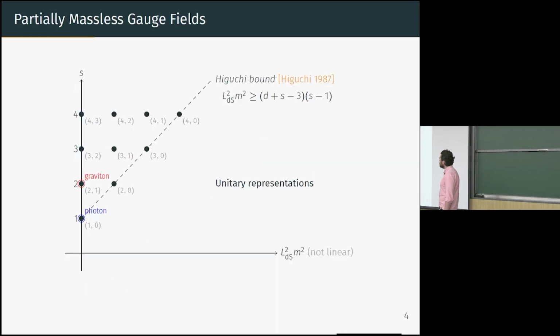So it's a little bit more intuitive to draw a picture like this, where you have spins on the vertical and masses on the horizontal. The statement of these exceptional series representations is that there's a critical line called the Higuchi bound, and if you're to the right of this, then you have a continuum of massive representations, but if you're to the left, you only have a discrete set of representations that you're allowed to have. So in particular, this means that in de Sitter space, you can't have an arbitrarily light massive spin 2 particle. You can be either exactly massless like the graviton, or you have to make a discrete jump to a finite amount of mass, and then you're allowed to be generically massive.